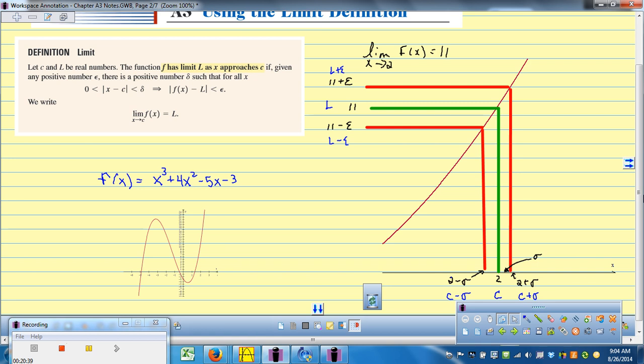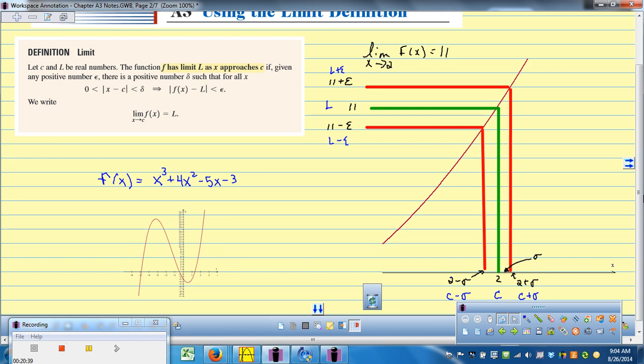So the definition says, for any positive epsilon, there exists some delta such that if I get my x value anywhere in this red zone, from left to right, and I go up and over, I stay in the red zone of the epsilon. Okay? So if that's true, then L is our limit. 11 in this case is our limit. If I can find some delta, so that on both sides of this 2, if I stay within that delta distance, I go up and over, and I'm still within the red zone for the epsilon.